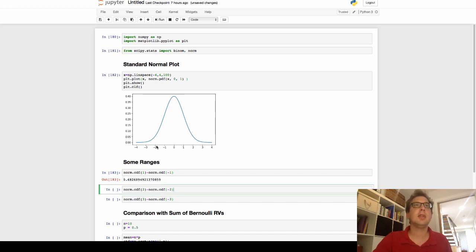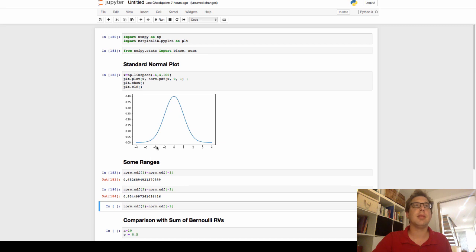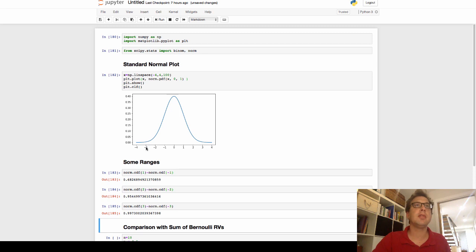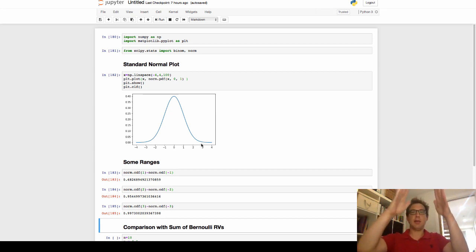Next, between -2 and 2, we get about 95% of the probability, and finally between 3 standard deviations we're getting most of the probability, say 99.7%, between -3 and 3. That gives you an idea of how quickly this distribution goes down to 0. It goes down very tightly to 0 at its tails, because e to the -x is a very fast decaying function.